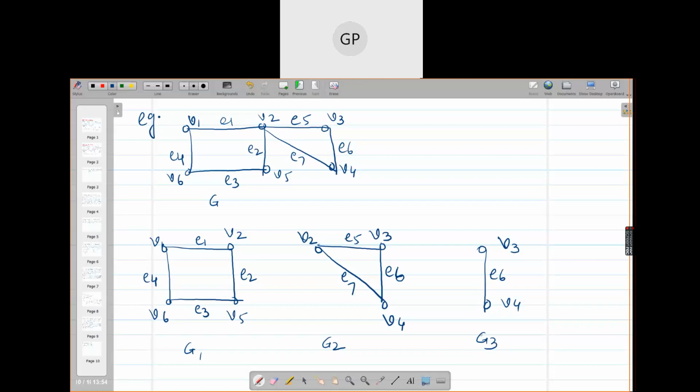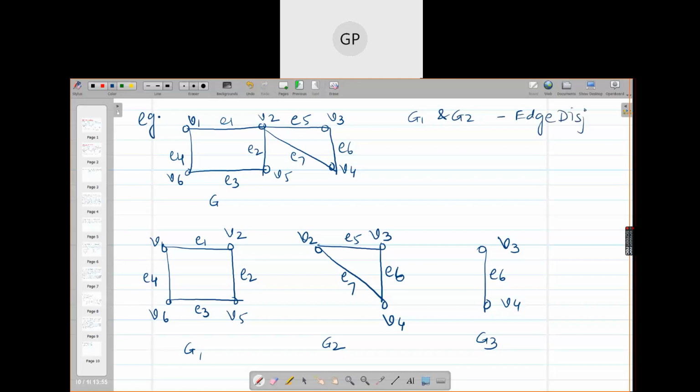What can you say about G1 and G2? Do they have any edge in common? No, because E1, E2, E3, E4 are in G1 and E5, E6, E7 are in G2. So they don't have any edge in common. Therefore, G1 and G2 are edge disjoint subgraphs, right?